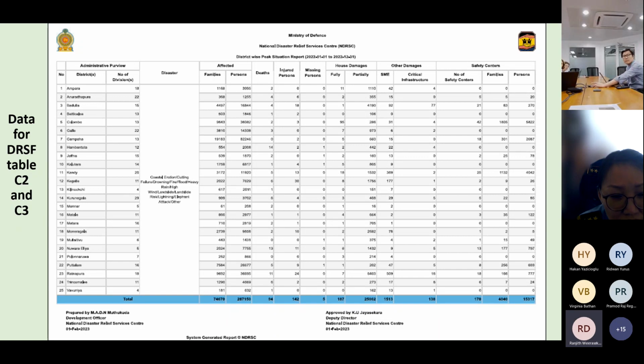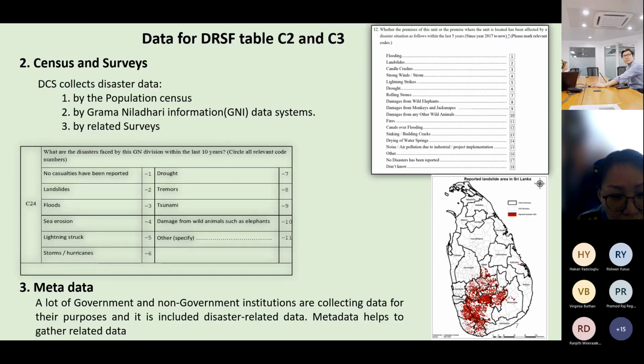Go next one. Next slide, please. Is this slide the Sri Lankan map? Sorry, which slide are you referring to? Is this the correct slide, the one we are sharing? Yeah, this slide. Okay, please continue.